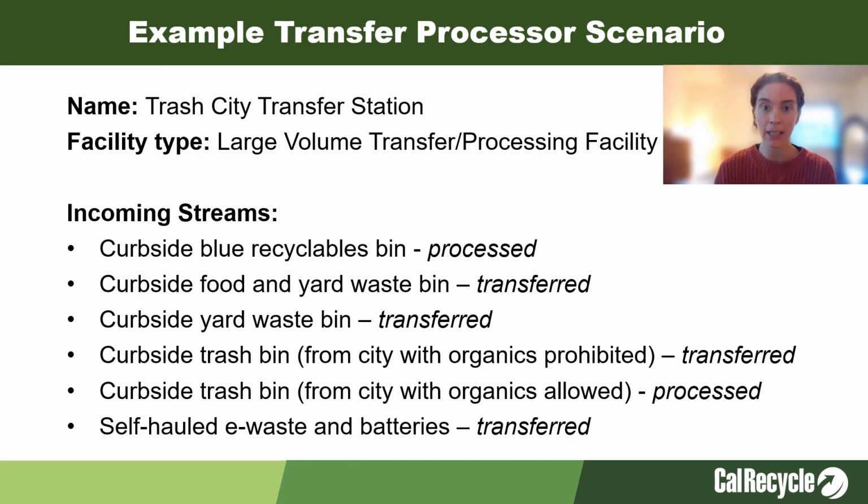Right off the bat, looking at my incoming streams, I see that no, this facility processes its curbside blue recyclables bin. It also processes a curbside trash bin that has organics allowed in that bin. It processes these on site, therefore this is not going to be a consolidation site. I do see that the curbside food and yard waste bin is directly transferred, not processed, along with that curbside yard waste bin and another kind of trash bin where organics are not allowed. So maybe these streams could be part of a consolidation site activity. It's something I'm going to keep in mind as we move forward throughout the example.